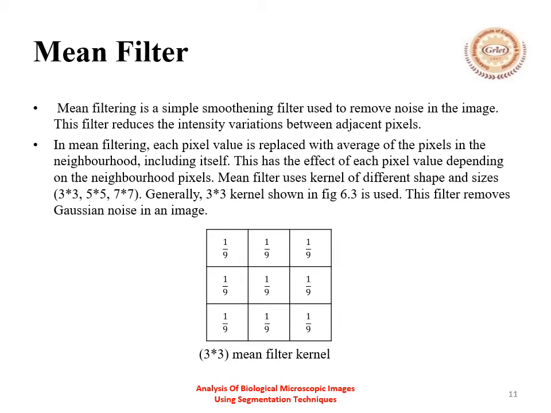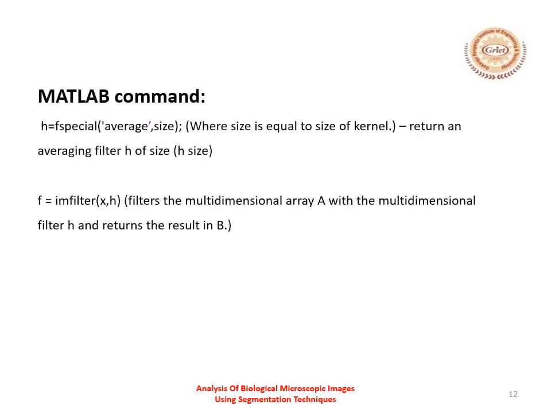Mean filter. It's a simple smoothing filter used to remove noise. It reduces the intensity variation between all the adjacent pixels. This is the MATLAB command for the mean filter, a special imfilter. We are going to apply this command for processing the mean filter in the MATLAB code.